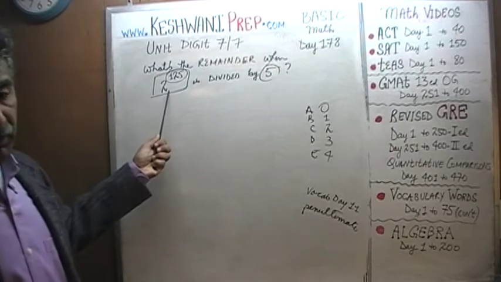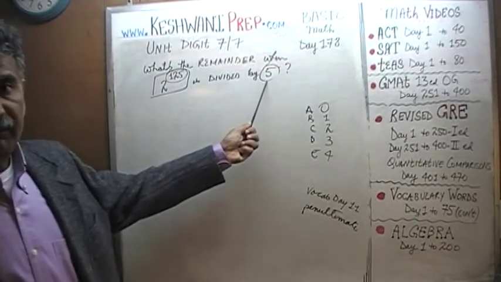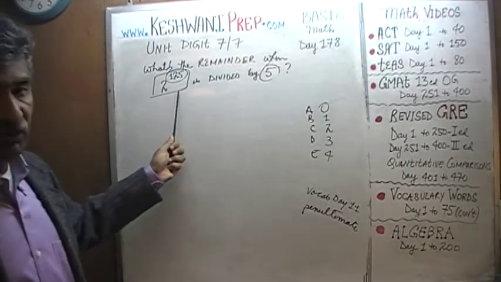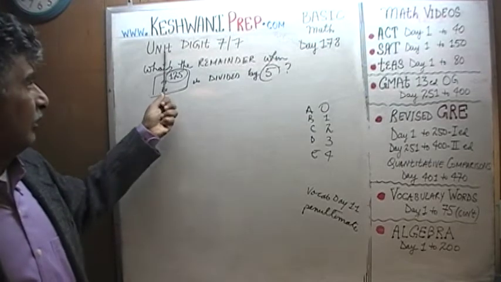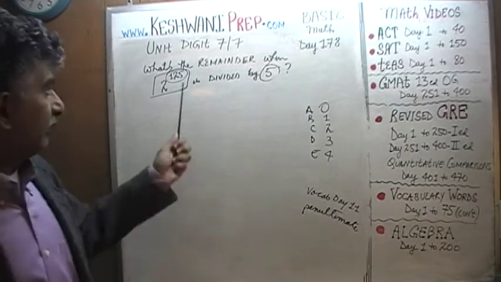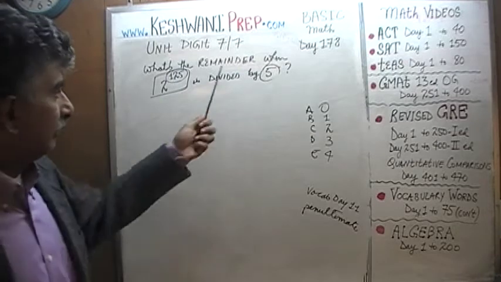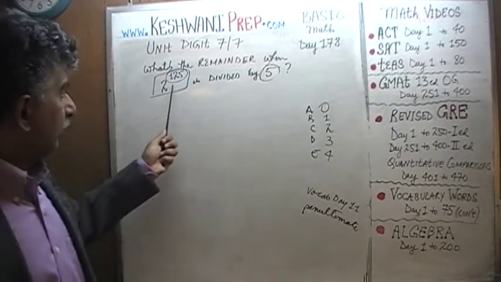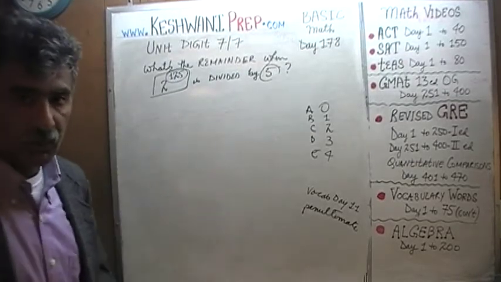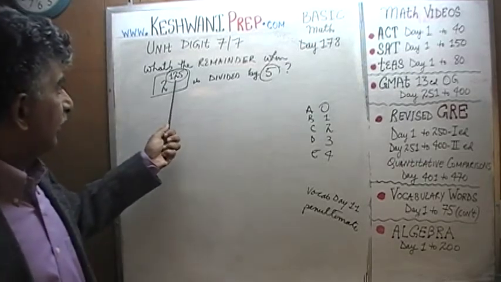What the remainder is going to be when we divide this quantity by 5 has everything to do with what this quantity ends in. What is the unit digit of this quantity? Which is why it falls in the category of unit digit problem, even though it doesn't look like it. And what the unit digit is going to be is something that we need to work on right now to figure out.